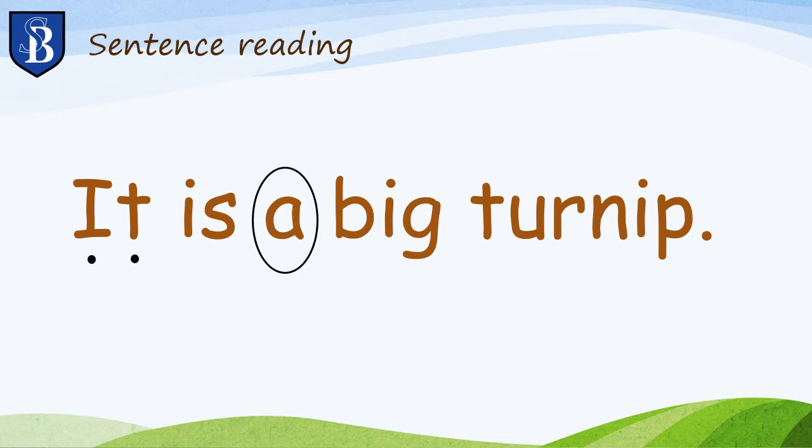It, is, it is a, it is a big, turnip. It is a big turnip. Can you show your adult where the digraph is? Well done if you pointed to the U-R digraph with the sound line underneath it.